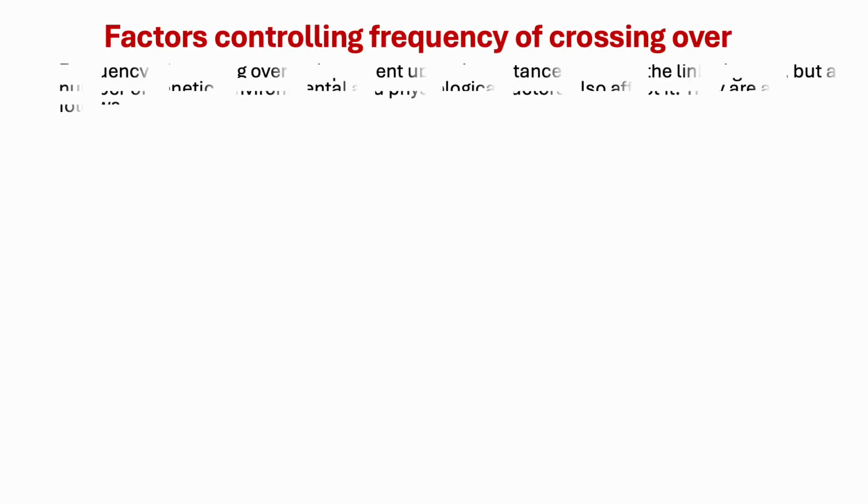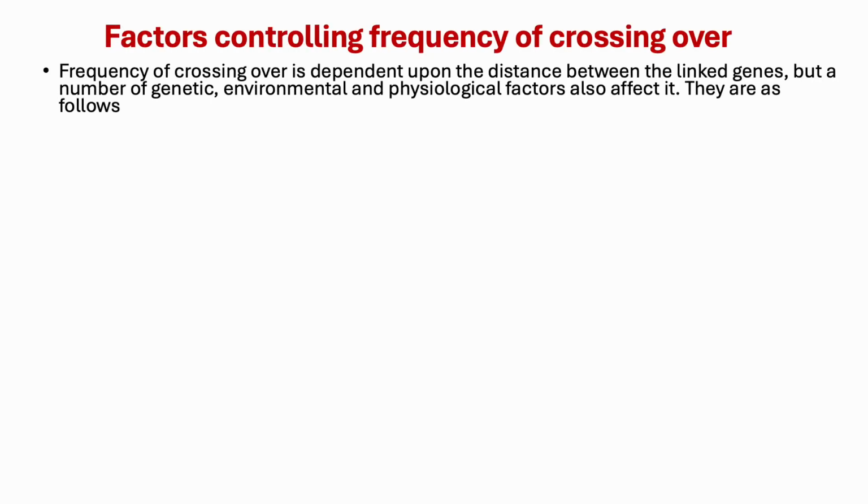Now let us see what are the factors that control the frequency of crossing over. Frequency of crossing over is dependent upon the distance between the linked genes, but a number of genetic, environmental, physiological factors also affect it. They are as follows. Let us see each one of them. First one being the temperature. High and low temperatures increase the frequency of crossing over.